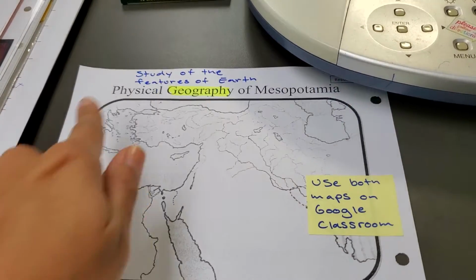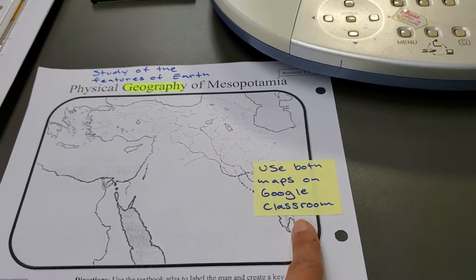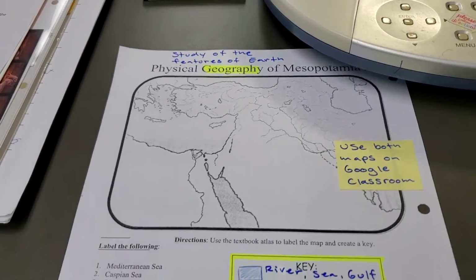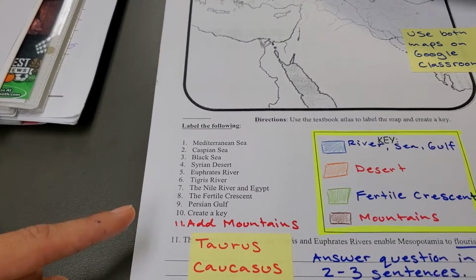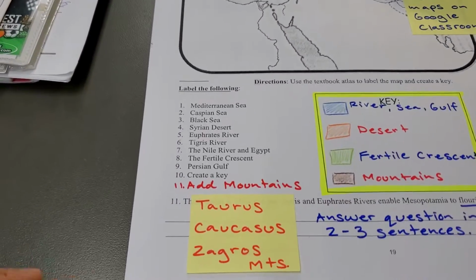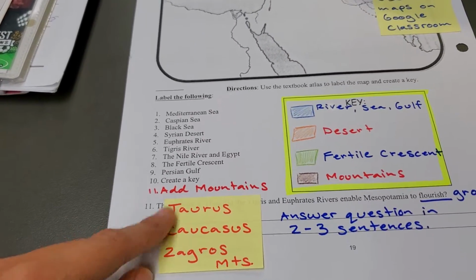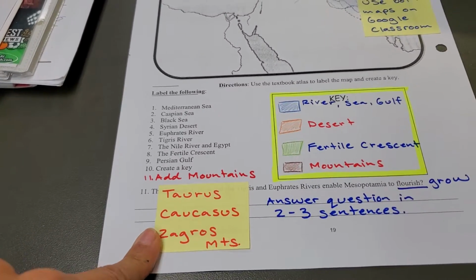This is the map portion that you're going to label, and you're going to be using maps on Google Classroom. That's where you'll find where these locations are. So these are the locations that you are going to be labeling on the map above, and I also want you to add mountains. I want you to add these 3 mountain ranges, which are on those Google Classroom maps that you will be taking a look at.